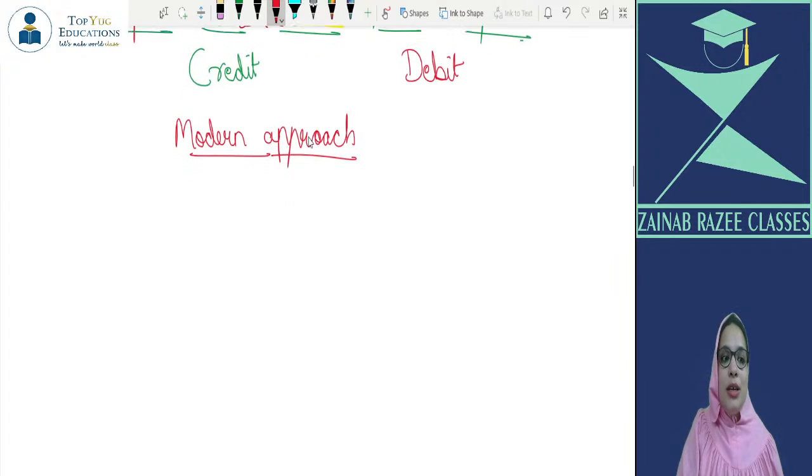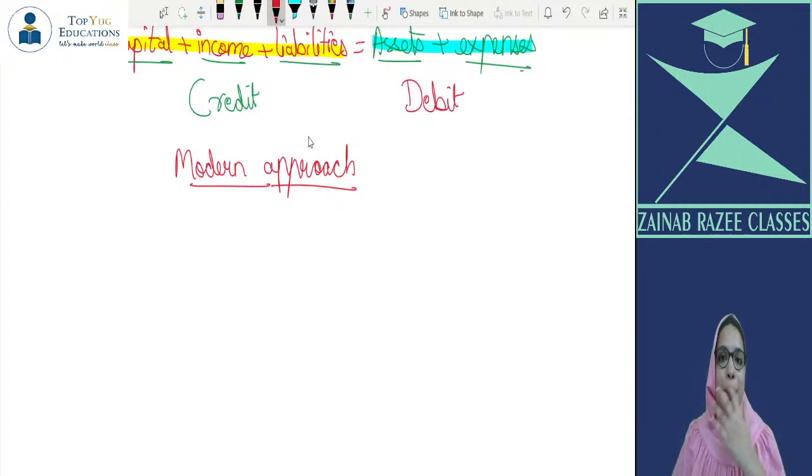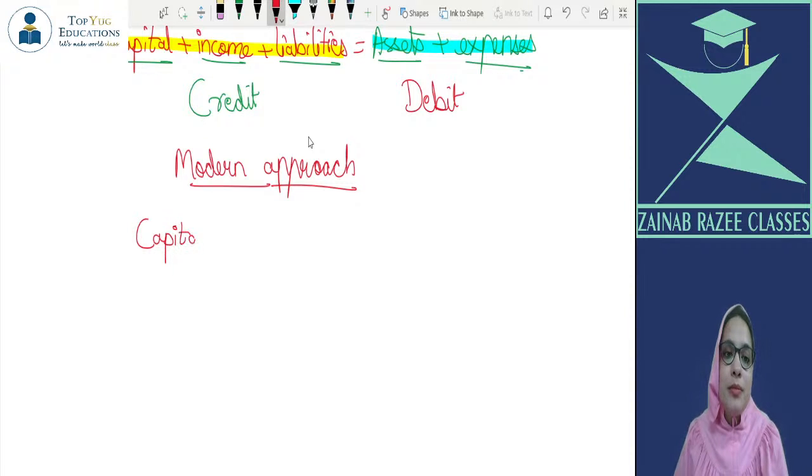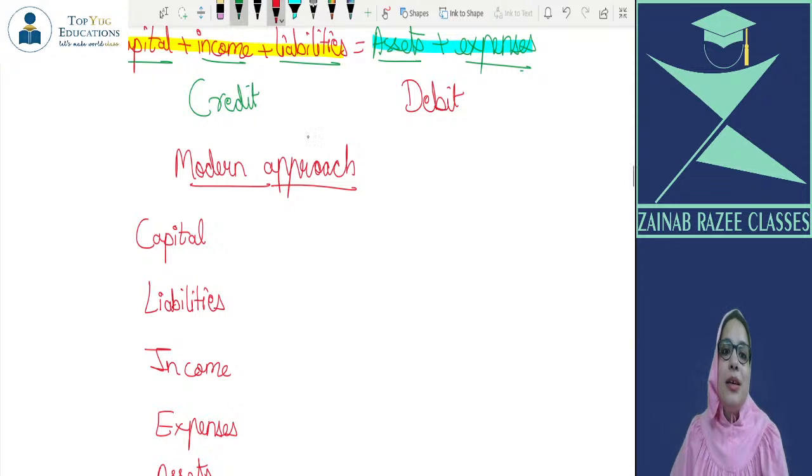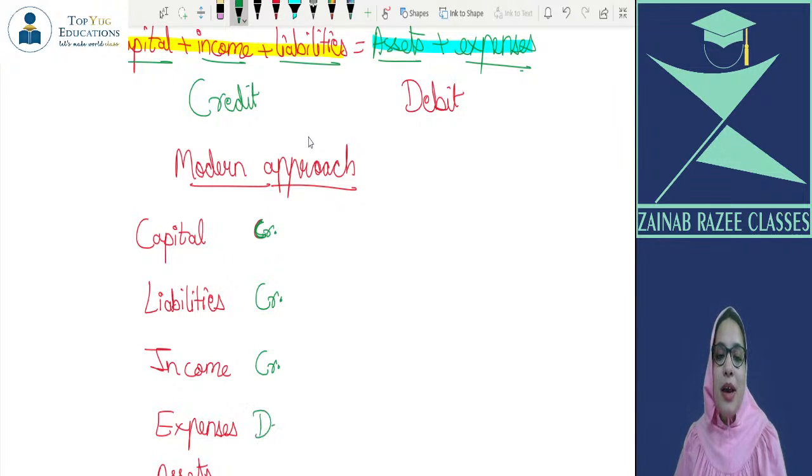So can I move the screen like this? As per modern approach, accounts are classified into capital, liabilities, income, expenses, and assets. And they say that capital has a credit balance, liabilities will have a credit balance, income will have a credit balance, expense will have a debit balance, and asset will have a debit balance.